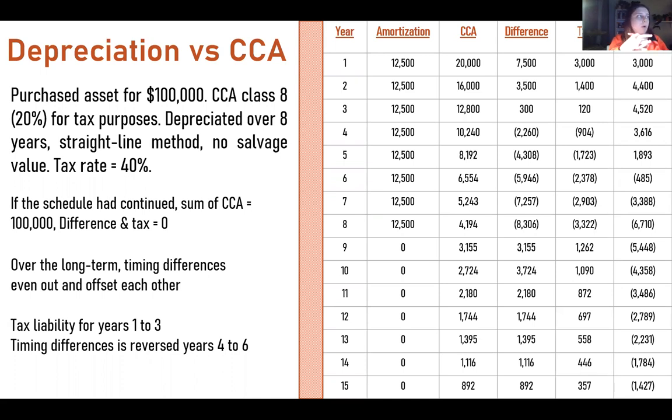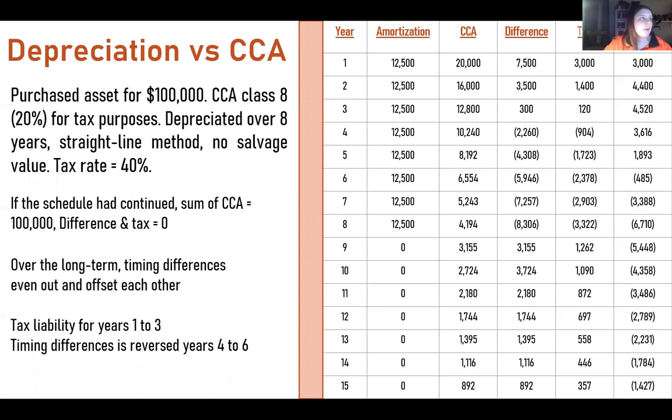So here, for example, they had an asset that is worth $100,000. It is a CCA class 8 asset, so it's depreciated 20% per year for tax purposes. And in your financial statements it is depreciated over 8 years using the straight line method and no salvage value. You have a tax rate of 40%.